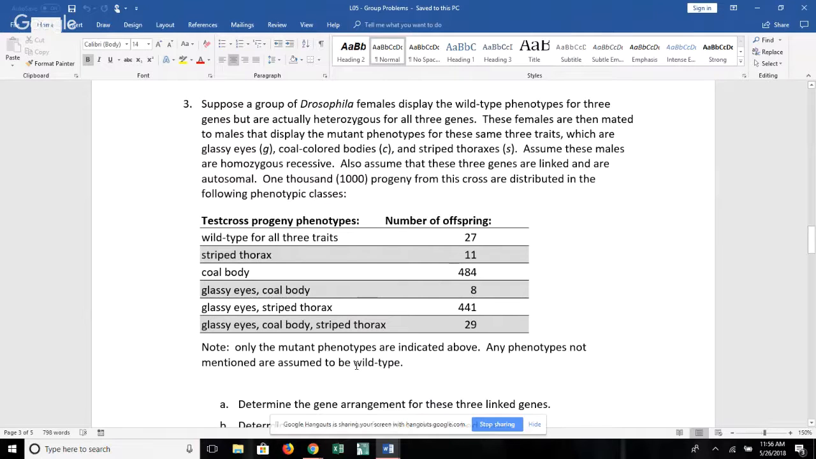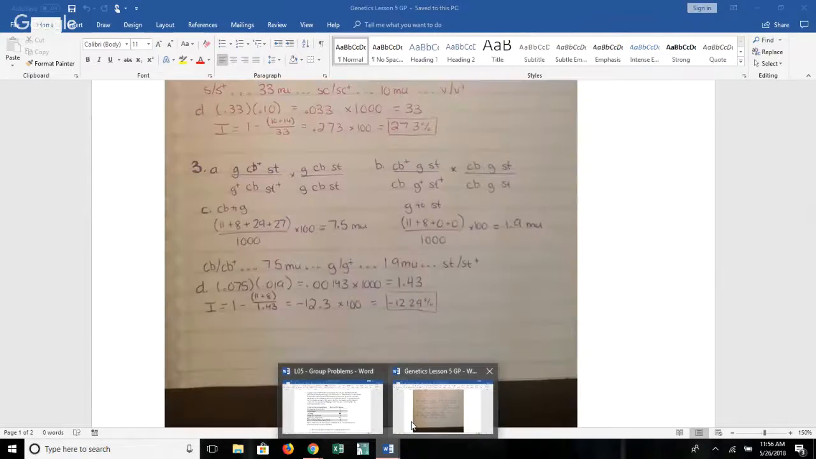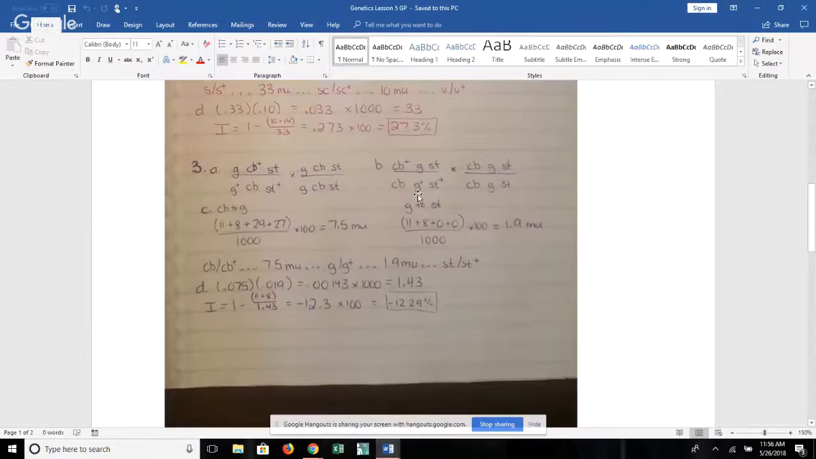And then I looked at the two least numerous, which was glassy eyes and coal body and striped thorax. And I determined that the allele that flipped was the glassy eyes. So that's what I got for the heterozygous parent and the recessive parent. And then from coal body to the glassy eyes gene, I got 11 plus 8 plus 29 plus 27 over 1,000 times 100 is 7.5 map units.